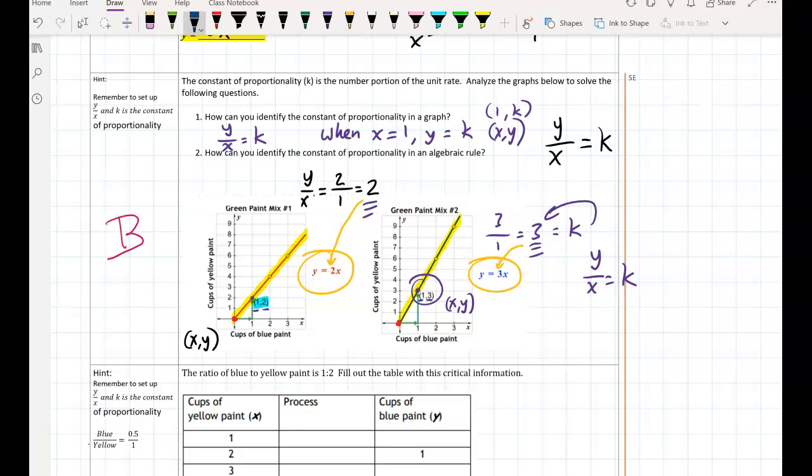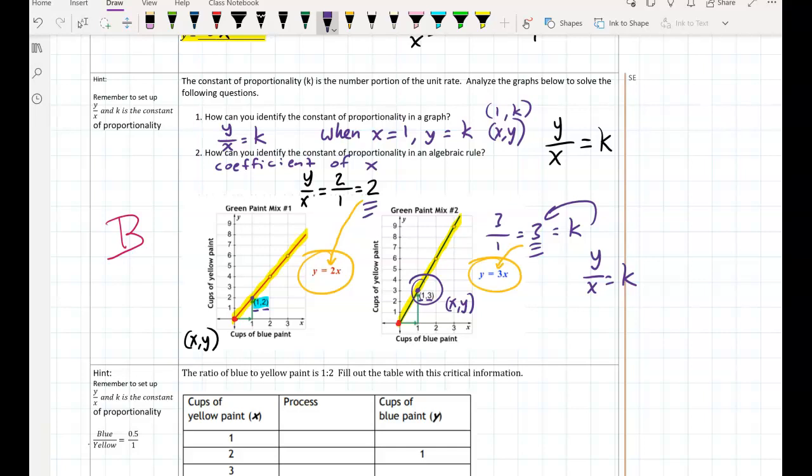So, how can you identify the constant of proportionality in an algebraic rule? It's the number that's in front of the x, or the number that's the coefficient of that variable. So, the constant of proportionality is always going to be the coefficient of x. And what is the coefficient of x? It's the number that's next to the x. Remember to write that down. The coefficient of x is the number that's next to the x. I'm not going to write it, but you better.